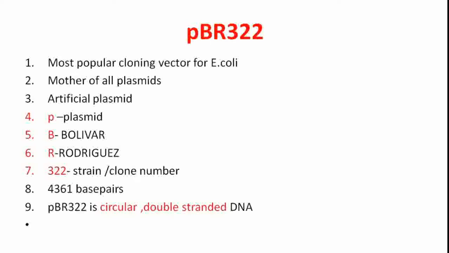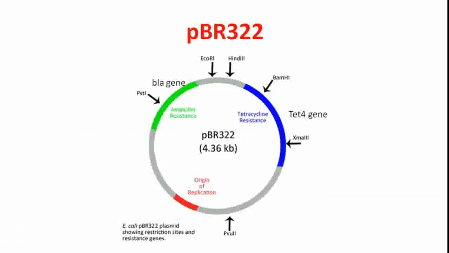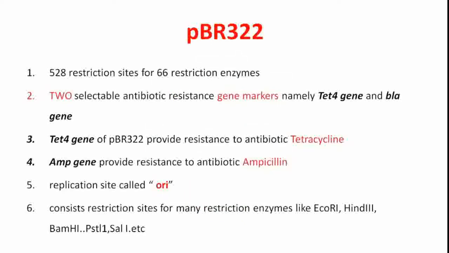So pBR322 is a circular double-stranded DNA. It contains restriction sites. Nearly 500 plus restriction sites are present in pBR322, and nearly 66 restriction enzymes can cut this plasmid. And this pBR322 contains two selectable antibiotic resistance genes.